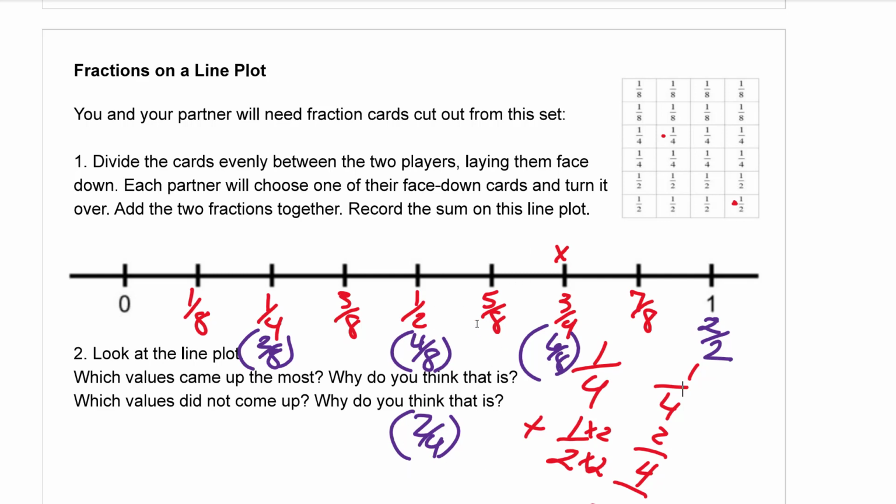Okay, could you get 5/8? Well, let's see. What's 1/2? How many eighths is that? 4/8. What if you had 1/2 plus 1/8? Well, that would be 5/8. So you could get that. We already know we can get 3/4 because we got 1/2 plus 1/4. And 7/8. Could we get 7/8?